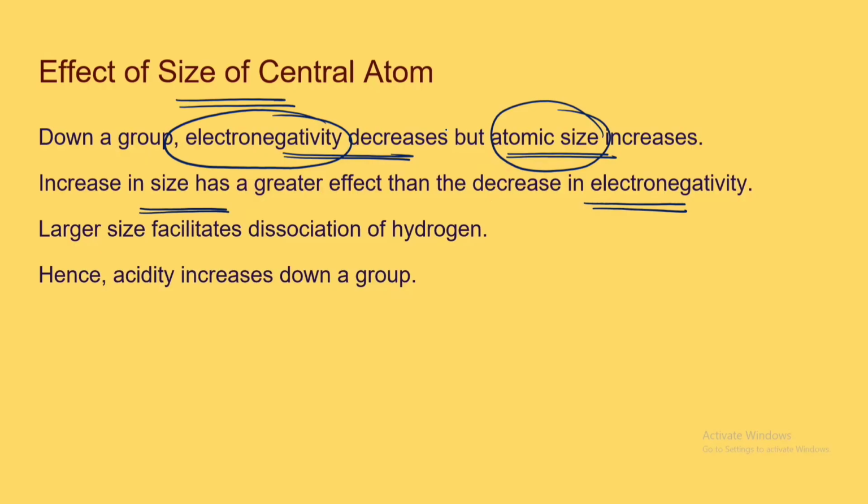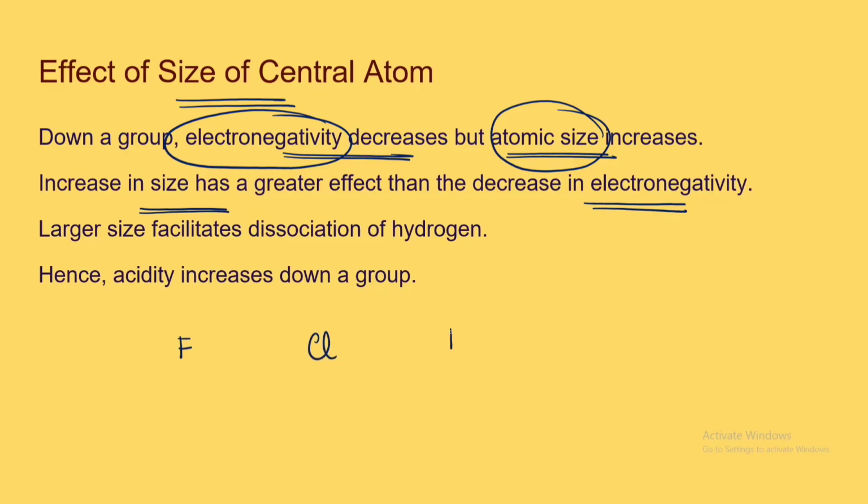So because of which, with the decrease in electronegativity, the dissociation of the hydrogen decreases, the acidic character decreases, as we have studied in the previous first factor about electronegativity. But this is compensated by the increase in the size. So because of which it increases the overall acidic strength of that particular compound. Okay. So now let us take a simple example to make it more clear.